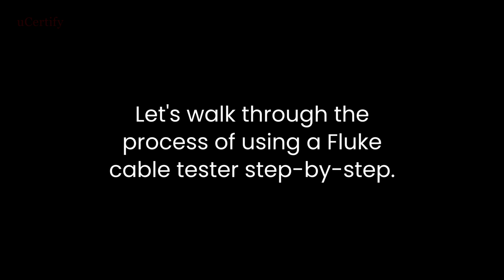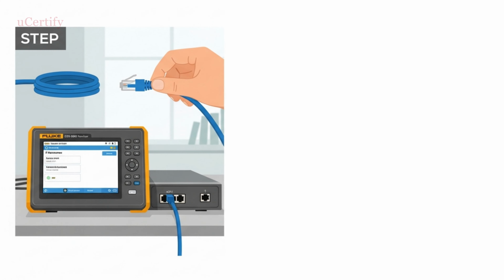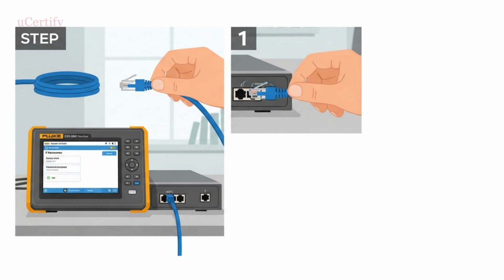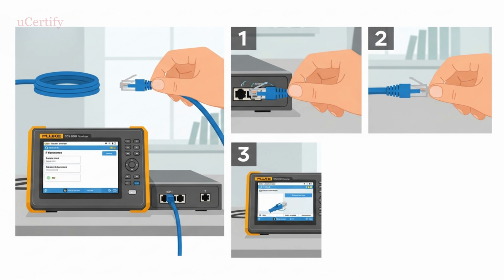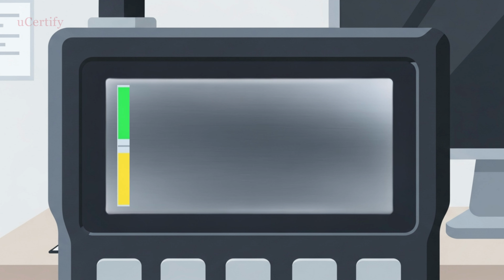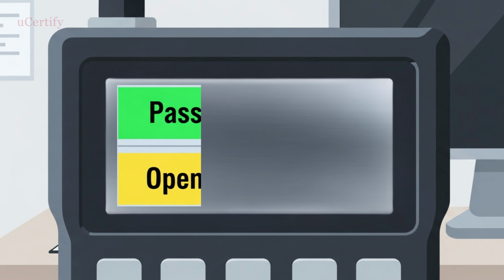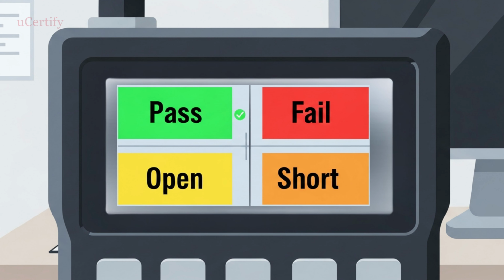Let's walk through the process of using a Fluke cable tester step by step. First, connect one end of the Ethernet cable to the main unit and the other end to the remote unit. Then, power on the tester and select the appropriate test mode. The tester will run a series of tests and display the results on the screen. A pass result indicates that the cable is functioning correctly.